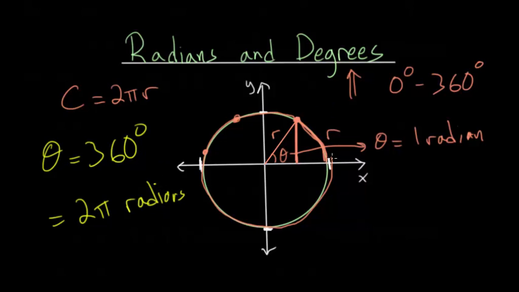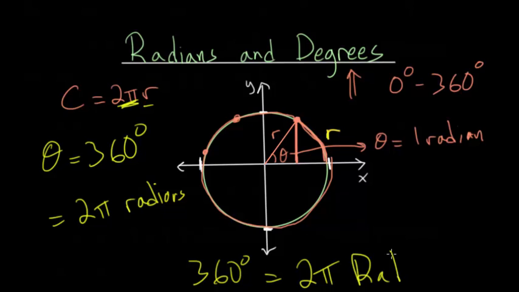Since when the arc of the circle was one radius length, we called that angle 1 radian, and we went 2 pi times the radius all the way around, or 2 pi radii, however you want to say it. If we're asking how many of these radius lengths we can fit all the way around, there's 2 pi of them. So the main conclusion from this is that 360 degrees is the same thing as 2 pi radians.